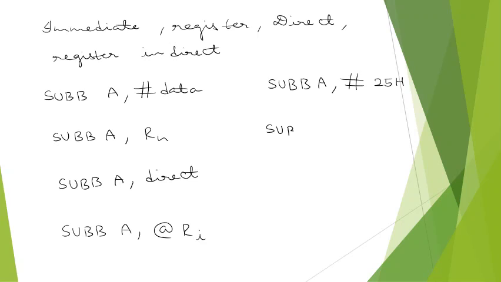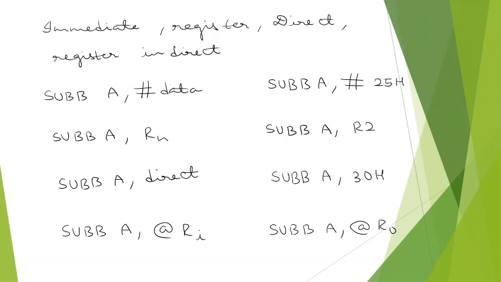Similarly, SUBB A, R2. So this will perform A minus the content of R2 minus carry flag. And then SUBB A, 30H. So this will perform A minus the data in the location 30H minus carry flag. Then SUBB A, @R0. So this will perform A minus the data at the location specified by R0 minus carry flag.